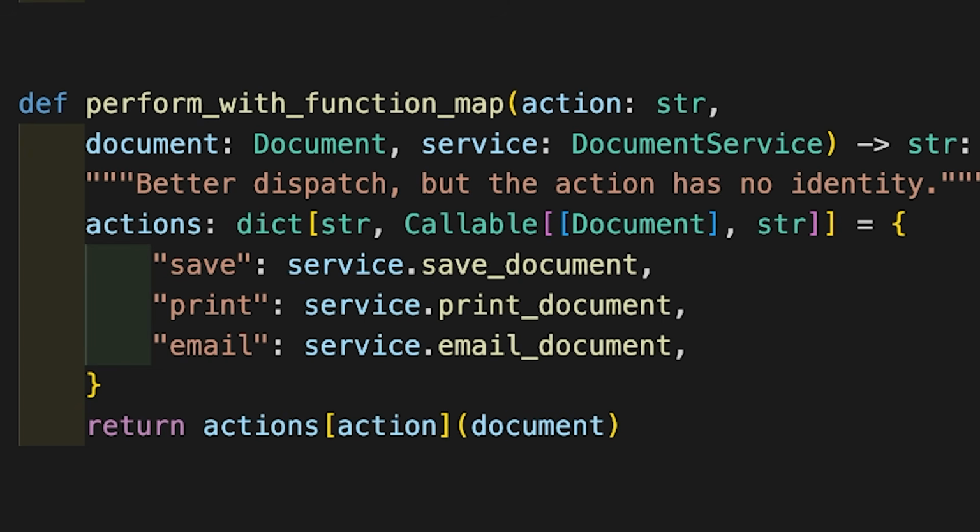So developers often evolve towards something like this. And to be fair, this does solve the real problem. It separates dispatch from execution. That's a meaningful improvement. But it introduces a new problem. The function map solves dispatch, but it didn't model intent. Let's freeze this and look at what's actually happening.